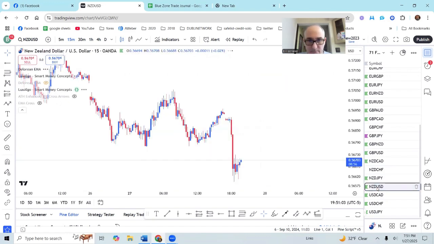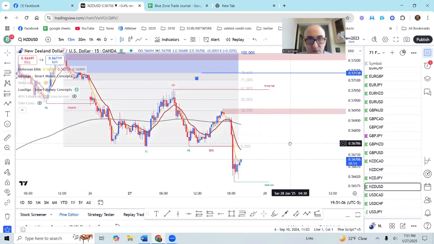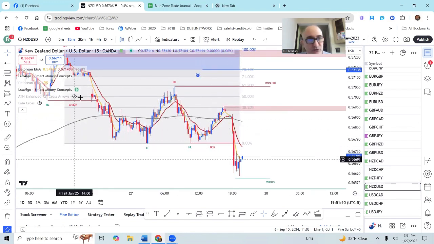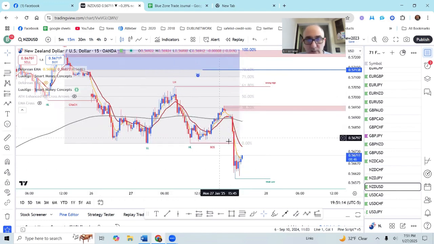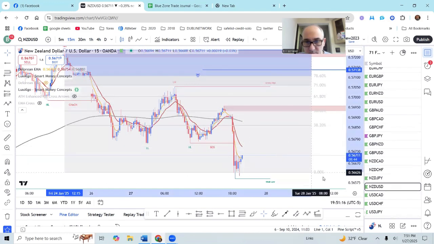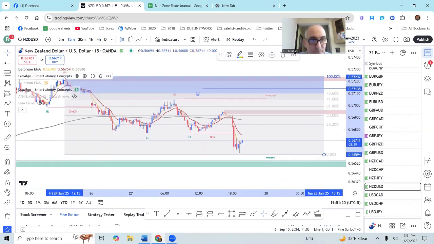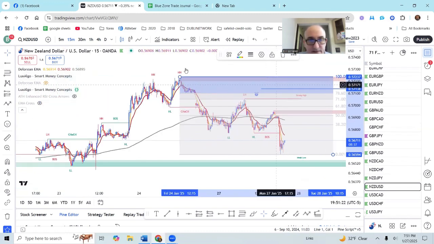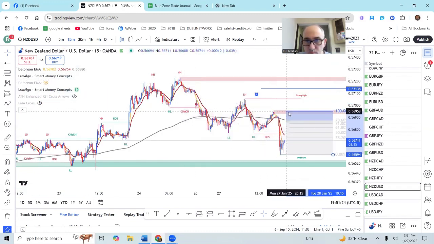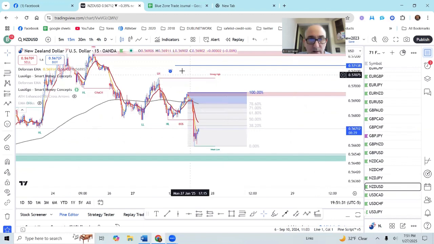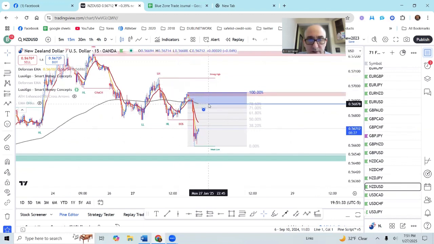NZD/USD. Okay, this one has gone lower. We have a break of structure to the downside, which is a continuation of the trend. And this gives us a new order block right here. So now we can move this order block, this fib zone here. Let's see what we got here. Move this fib zone here. And then we'll set our alert right there at the blue zone.